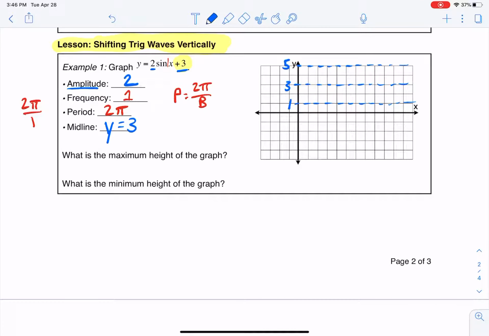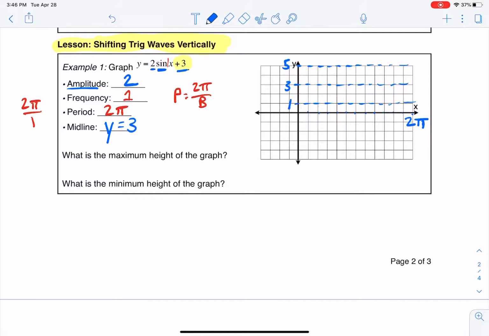Now, it doesn't tell me how many periods I need to draw. I know that my frequency is 1. If I look at my x-axis, there's 12 units there. So if I count up my boxes, there's 12 units from 0 to the end. I'm going to go ahead and write 2 pi there at the end. And now I know that I'm going to complete one cycle in 2 pi units.